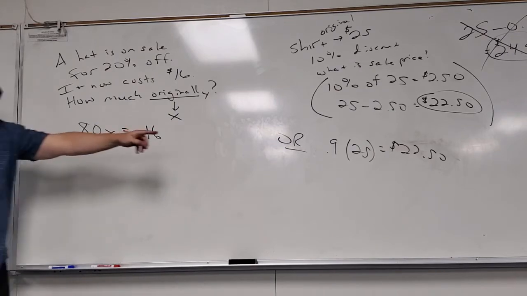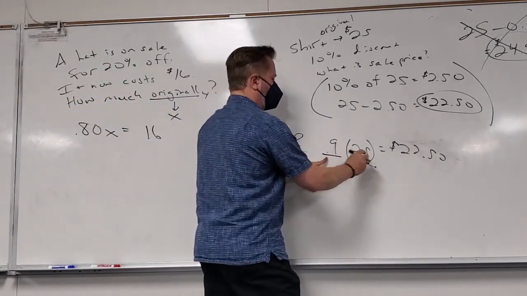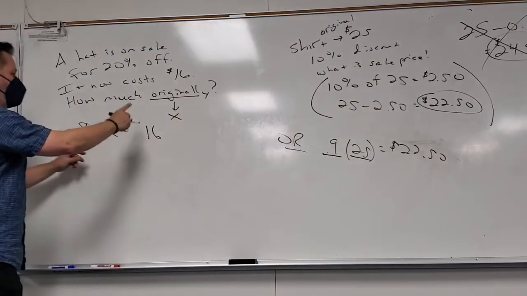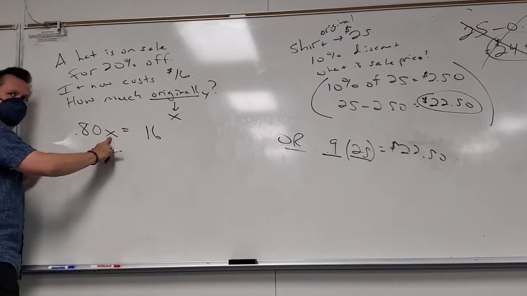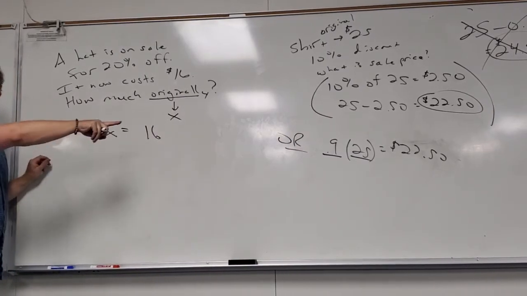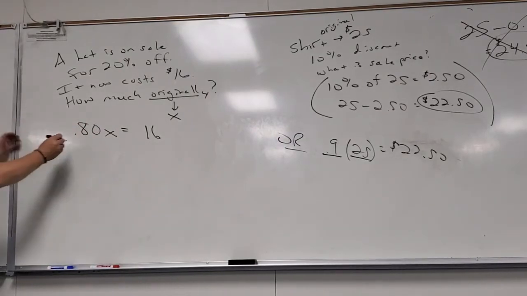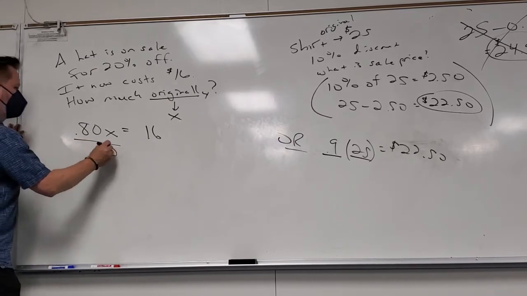You see how over here, we knew the percent that was left, and we knew the original price, and we got the sale price. Here, I know the sale price. I don't know the original price. It's the same formula though, isn't it? So how do I solve this for X? Divide. Divide by 0.8.